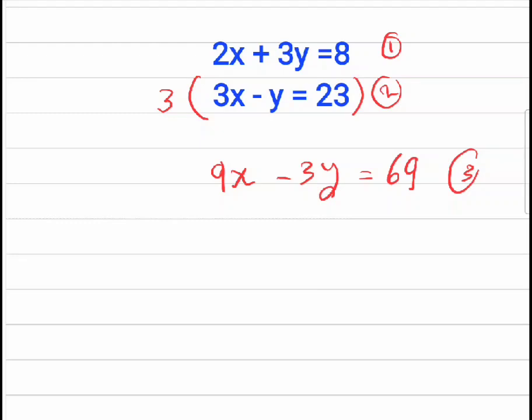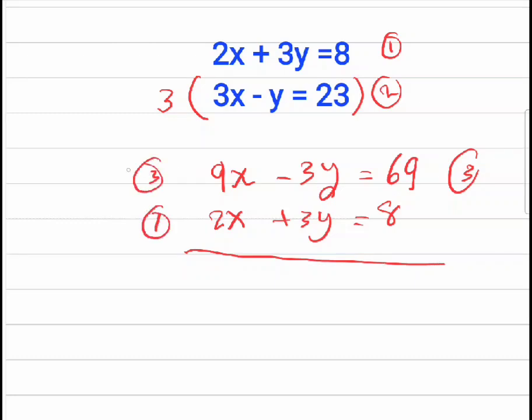So I'll just write this over here. We're going to add equation 1 and equation 3. So we have to add the left-hand sides together and the right-hand sides together. So if we add 2x plus 3y, this is from equation 1, and we're going to add 9x minus 3y. And then on the right hand side, we're going to add 8 and 69 together. And this simplifies as 77.